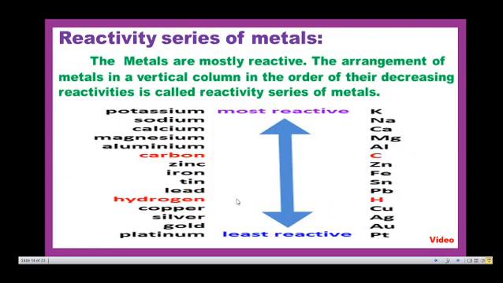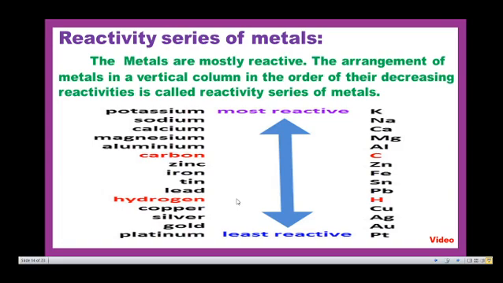Reactivity series of metals. So during the displacement reaction we have discussed, a more reactive metal will displace a less reactive metal in its salt solution. Okay, so all the metals are not of the same reactivity. The reactivity differs between the metals. Some metals react more vigorously, and some metals are less reactive in nature. Based on the difference in their reactivities, the metals are arranged in a vertical column in the order of their decreasing reactivities. This is known as the reactivity series of metals.